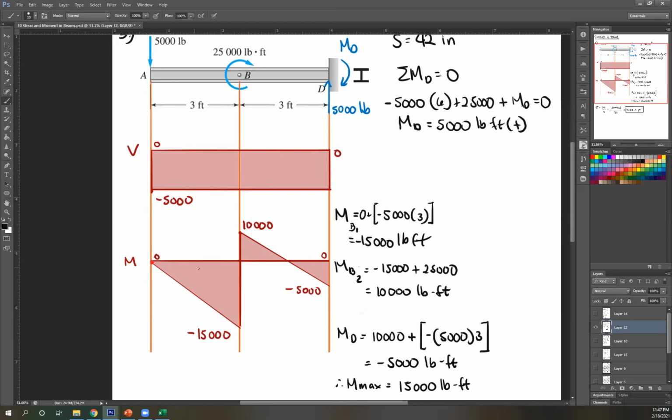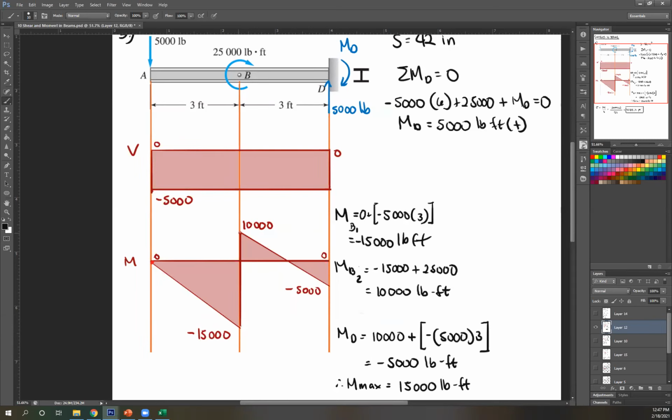So the moment at B, let's call that moment at B1. So MA, 0, plus negative area. The negative area of this rectangle is base times height, base 3 times height 5,000. You get negative 15,000 pound-foot. Next, you have an applied couple, clockwise, therefore that's positive. In your moment diagram, that is upward. So negative 15,000 plus 25,000, you get 10,000 pound-foot.